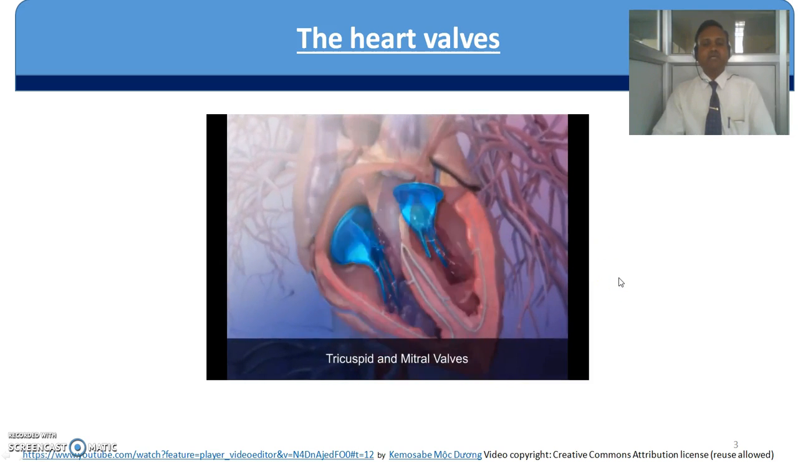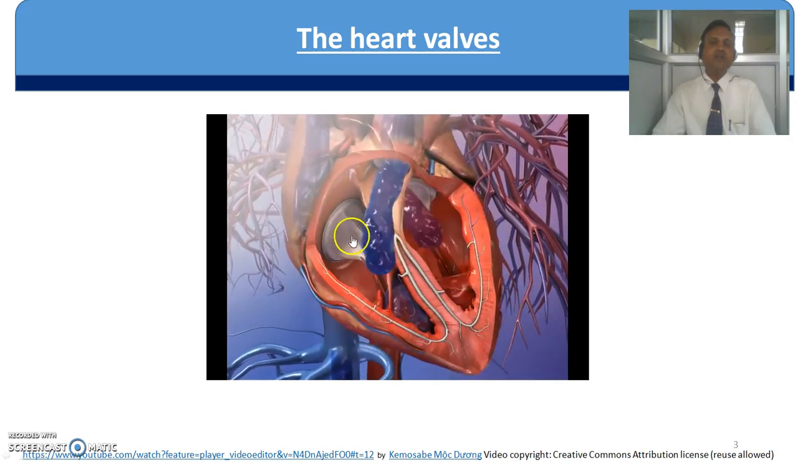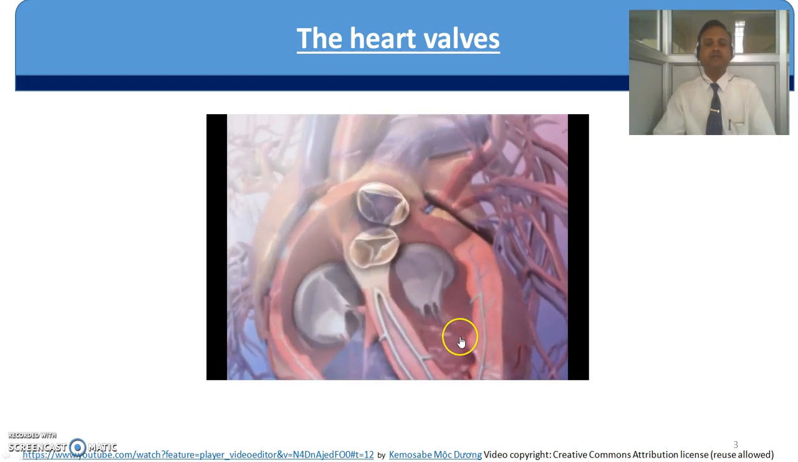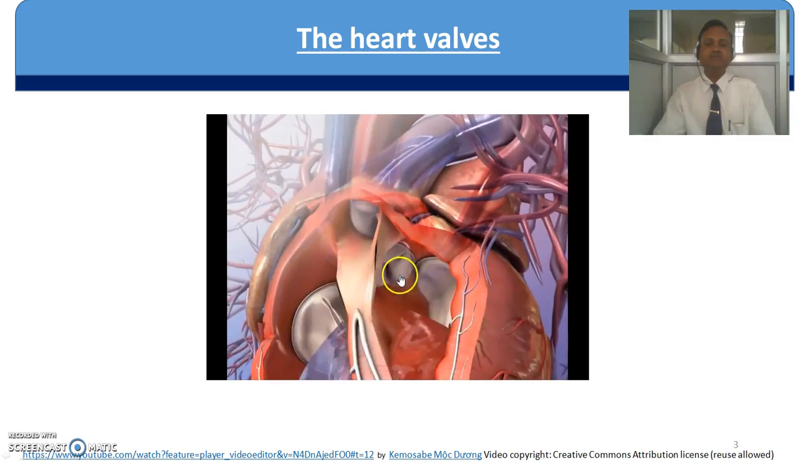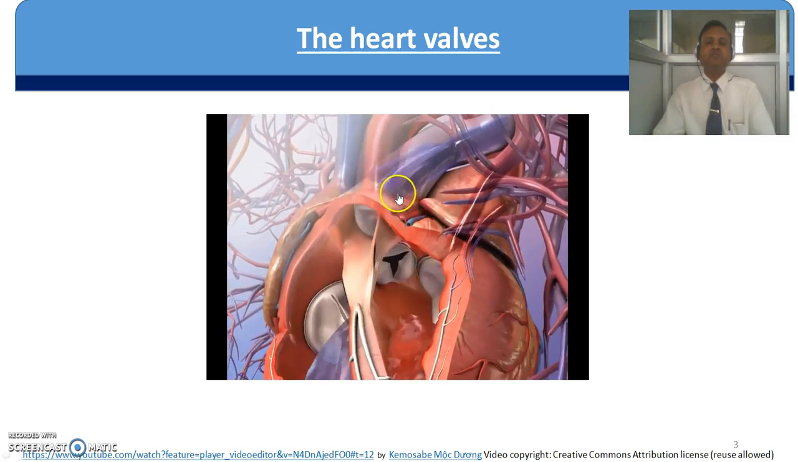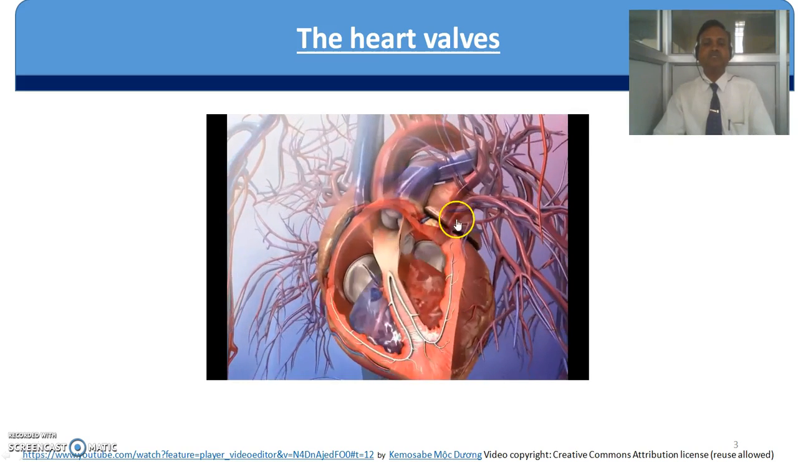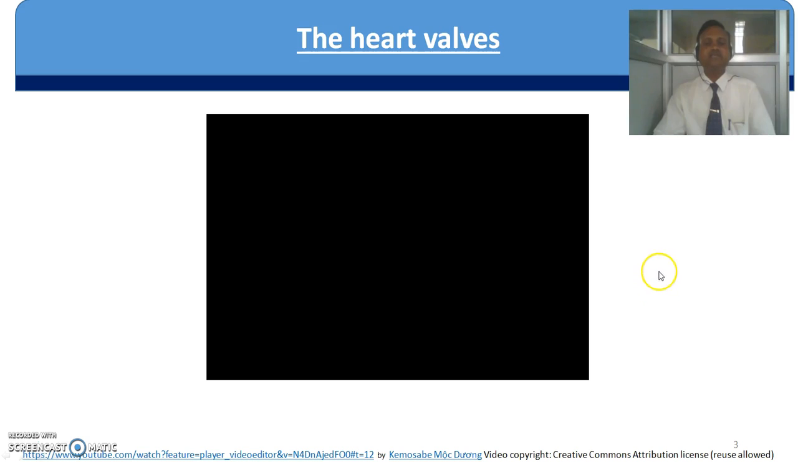This particular animation shows the presence of the tricuspid valve between the right atrium and right ventricle, and semilunar valves between the ventricles and the pulmonary artery and aorta. So this is how these valves are continuously functioning. Let us see this video once again.